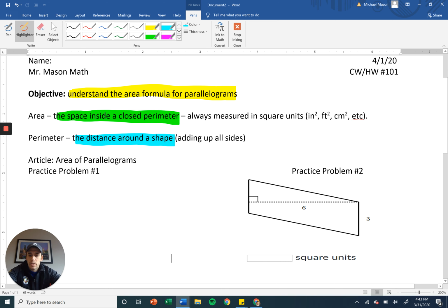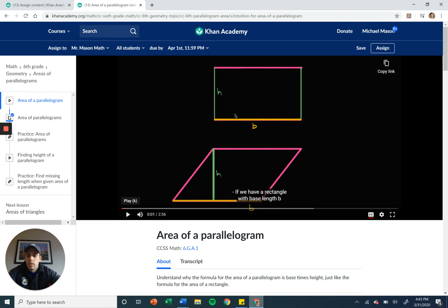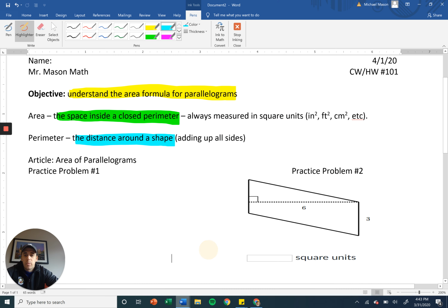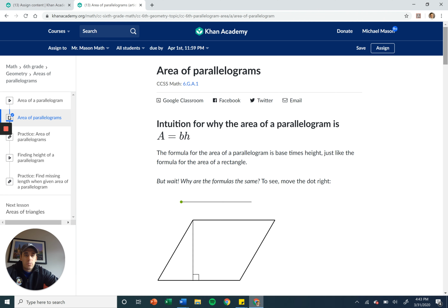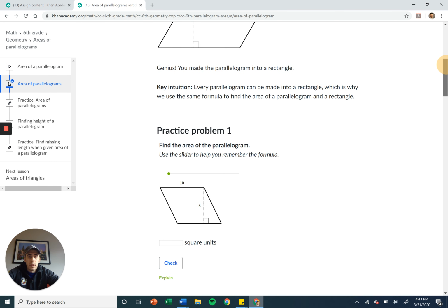And then here is how Khan Academy is going to play in. You're going to watch a video. It's only 2 minutes and 56 seconds. It's not going to stop and ask you questions, but you're going to listen to it. And then you're going to have what's called an article, and the article is called Area of Parallelograms. So on your paper, you're going to write Area of Parallelograms, practice problem 1. And you're going to scroll down and see your first practice problem. We'll talk about the formula for the area of a parallelogram, and there it is, practice problem number 1.